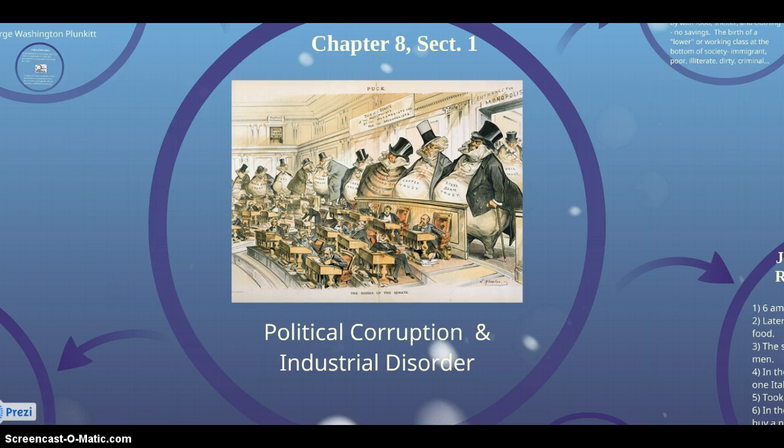So at any rate, Chapter 8, Section 1, we're back to the Progressive Era, turn of the century, that is 20th century, so the late 1890s into the early 1900s. In today's topic, we're going to deal with political corruption and industrial disorder. This is a wonderful political cartoon, and there are lots of them from this time period, so it really makes it kind of fun to study.